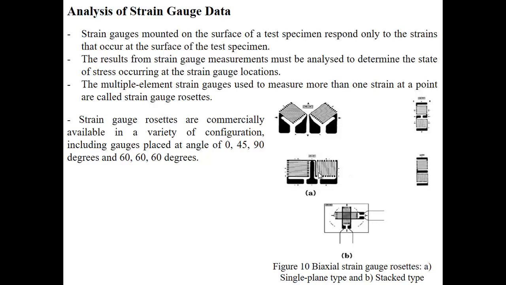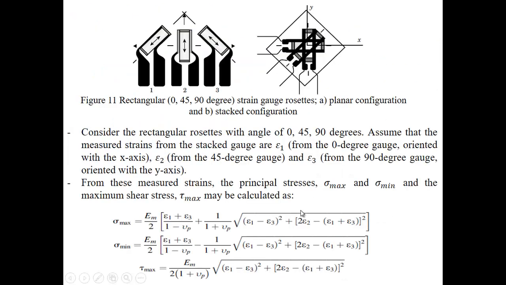Okay, strain gauge rosettes are commercially available in a variety of configurations, including gauges placed at angles 0, 45, 90 degrees, or 60, 60, 60 degrees. So this is figure 10, which shows the biaxial strain rosette. Okay, this is just an example. So this is the single plate type and this is the stack type. Okay, they overlap each other. This is what they are trying to say.